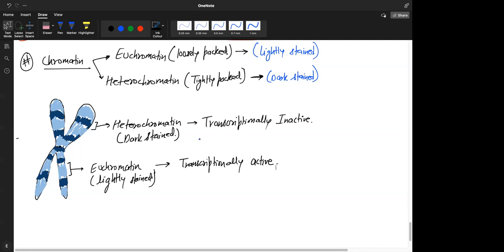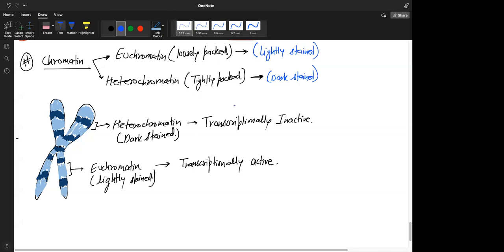Because the genes, they can't access the transcription. The proteins that are important, the factors, the molecules that actually make RNA from a DNA segment cannot access that region of the DNA. That's why. You understand? Understood, sir.